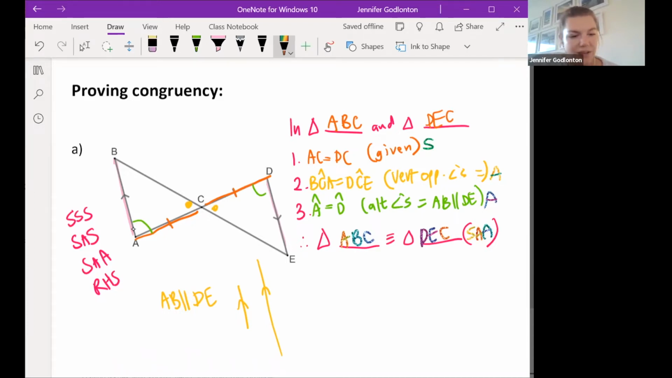How did this one go? Can you give me an idea of a mark out of 5 that you were sitting on with this type of question? Okay. Not bad, not bad. Too well done.